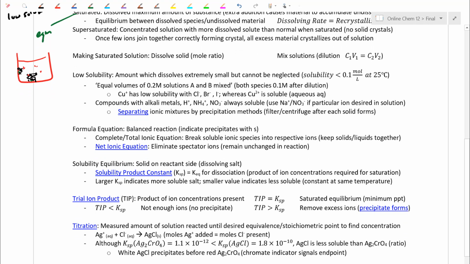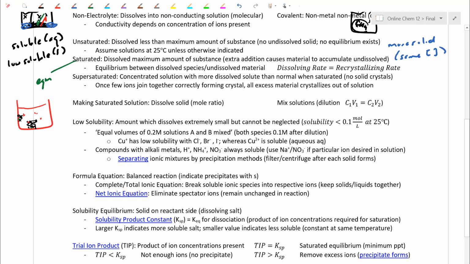Making a saturated solution. There are two ways of making a solution where the solid's forward rate equals the reverse rate. The first way is to take our solid and toss it into our container. Because we are starting off with our solid, this way will definitely follow mole ratio. The other way is to have two solutions, one containing our positive ion and one containing our negative ion, and you drop them in together.